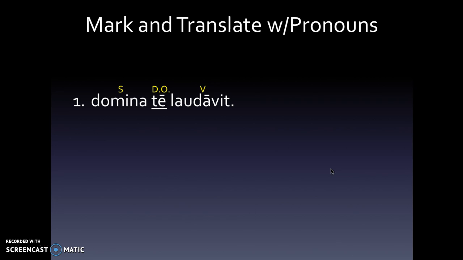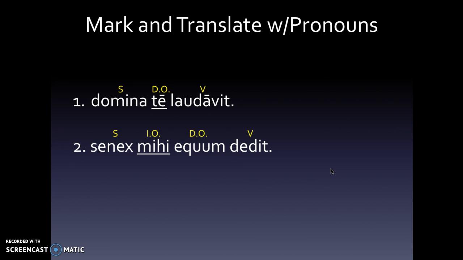Domina is nominative, it's our subject. Te is accusative, it's our direct object. Laudavit is the verb. So, the mistress praised you. Number 2, senex mihi equum dedit. Senex is nominative, so he's our subject. Mihi is dative, so it's our indirect object. Equum is accusative, so it's our direct object, and dedit is the verb. The old man gave a horse to me.